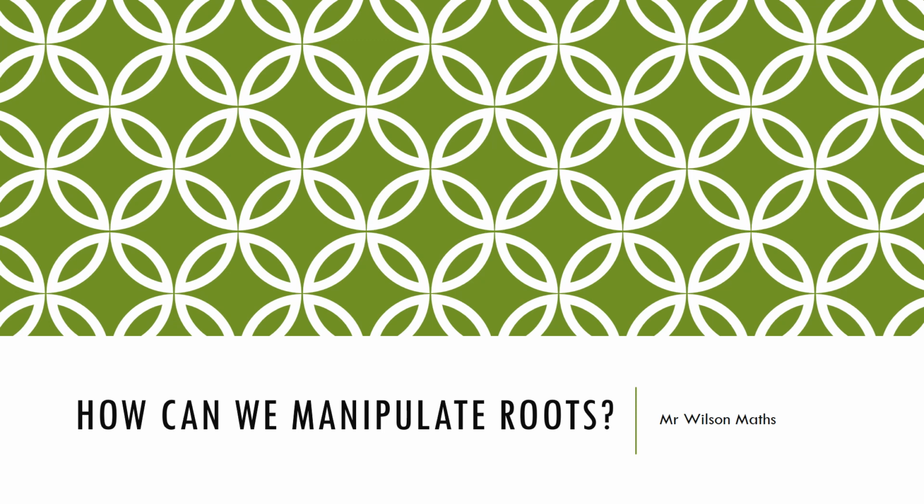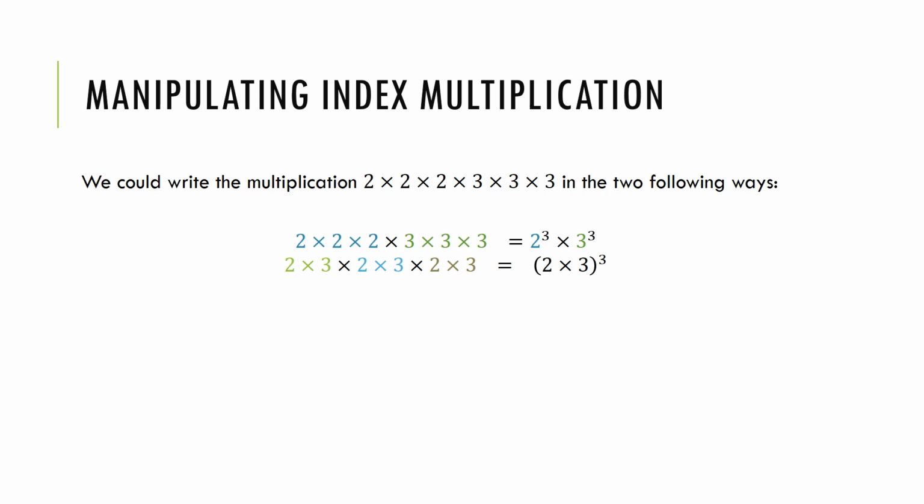In this lesson, we're looking at some tricks we can use when we're working with roots and with indices to make the equations easier to solve. The first thing we're going to look at is here we have a multiplication. We have 2's and 3's being multiplied together. There's 3 2's and 3 3's.